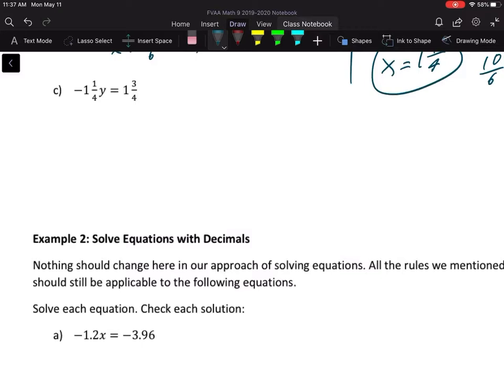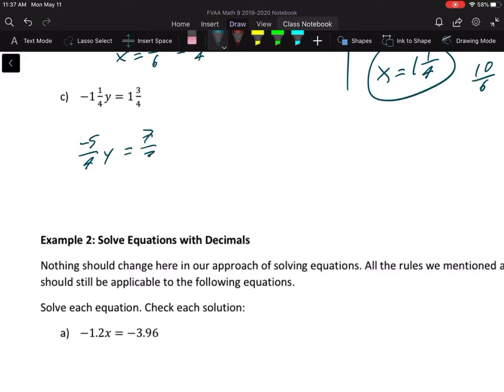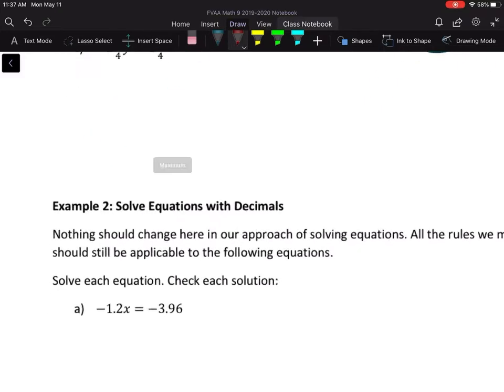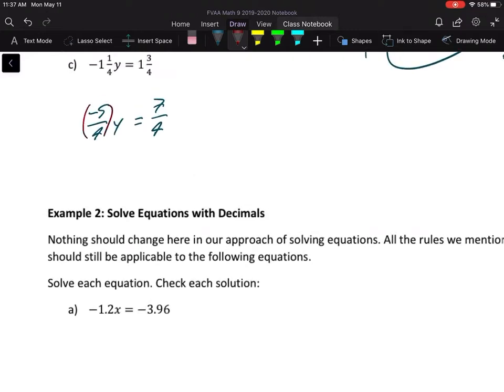Here, I want to turn everything to improper fractions. So here, negative 1 times 4 is negative 4, minus 1 is negative 5 over 4. y is equal to 1 times 4 is 4, plus 3 is 7 over 4. All right, so here, because it's negative 5 over 4 times y, I'm going to divide both sides by negative 5 over 4. Okay, that's going to cancel those out.